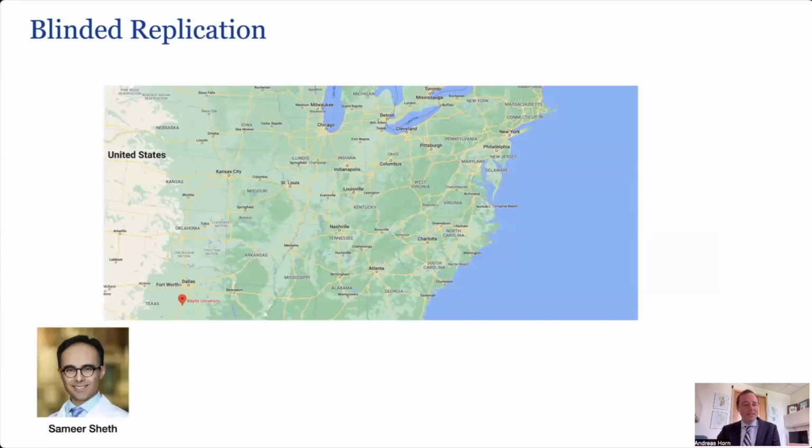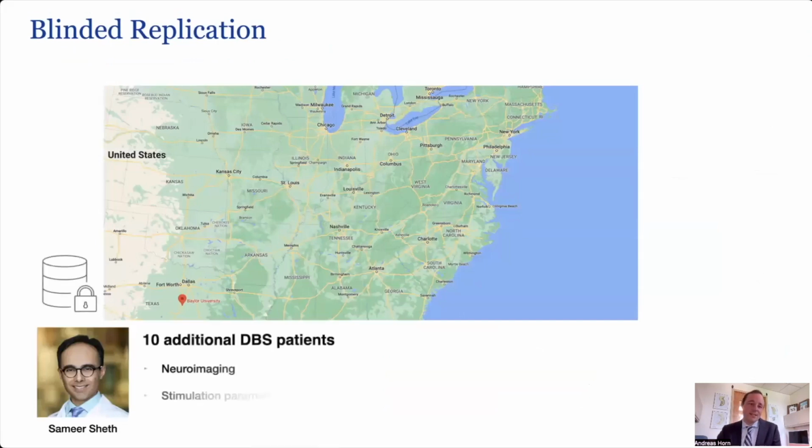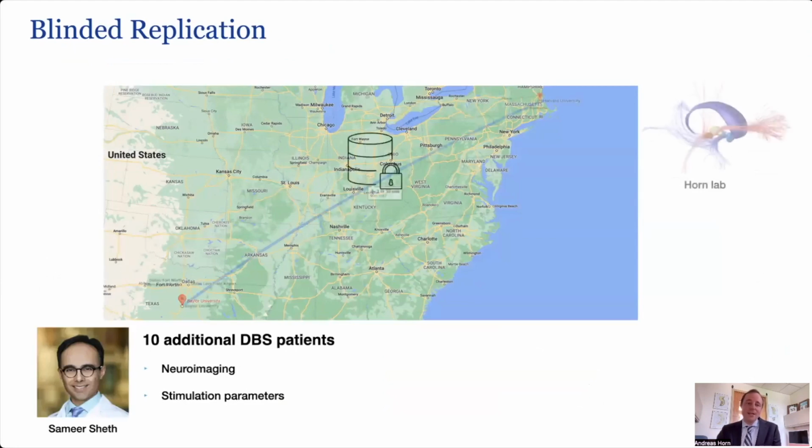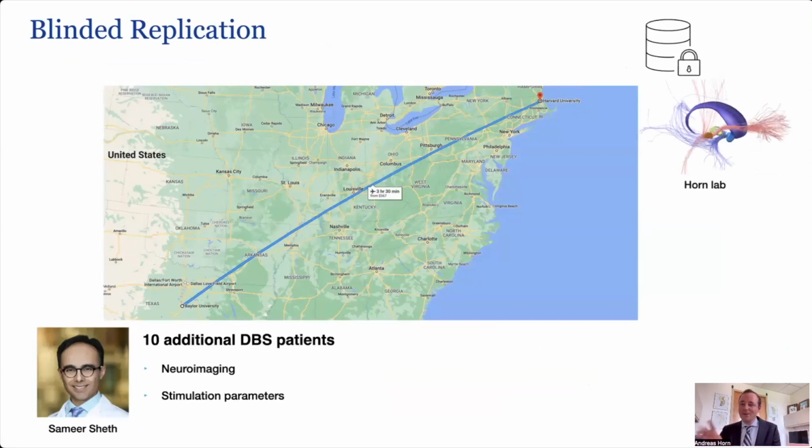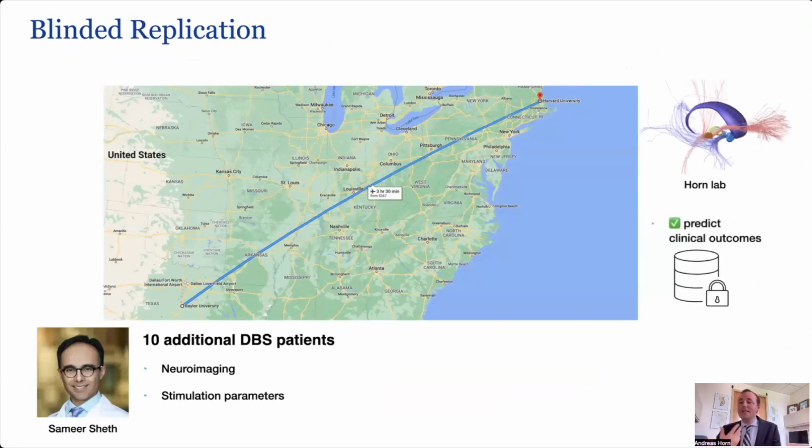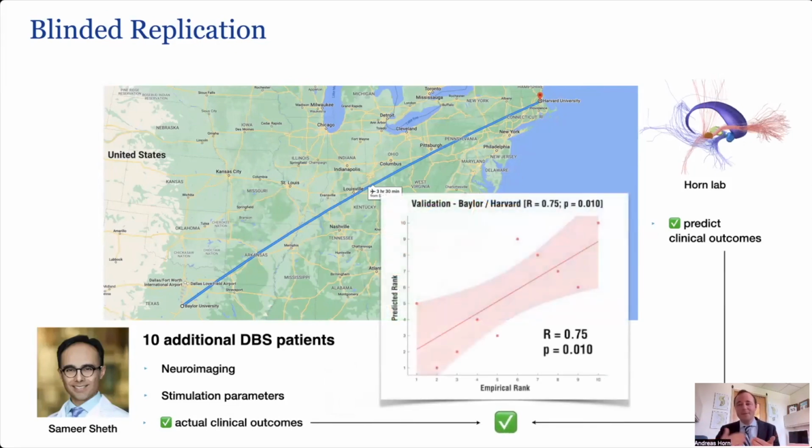The last thing we did was a blinded replication. So 10 additional cases from Samir Sheth in Texas. He sent us the neuroimaging data and the stimulation parameters. That's all we had from these cases. We ran it through the tract model, and we predicted the clinical improvements from these cases, sent them back to Baylor. That was a nervous email to send. We had to really put our nickel down. We can't tweak anything. And once the email is sent, that's it. And then sure enough, Samir and his team knew the actual clinical outcomes, and both teams were super excited that the predictions really made sense.